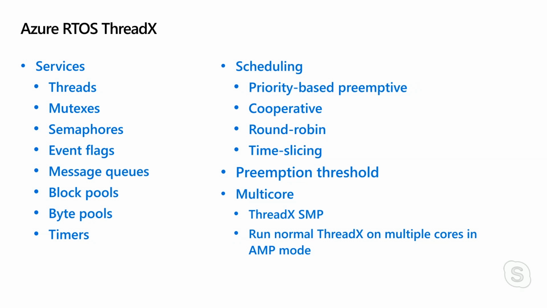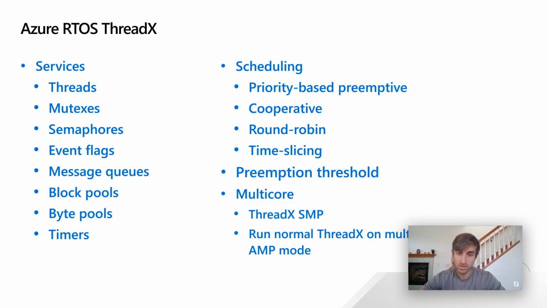For example, if you've got a Cortex A7 and a Cortex M4, you can run basically two completely different applications on each of those, but they could both be running ThreadX.